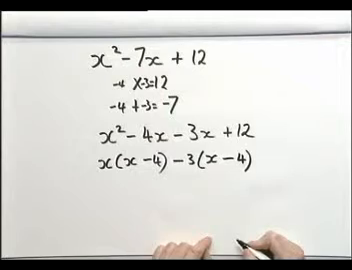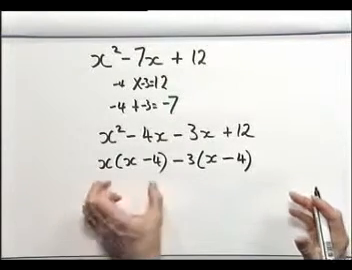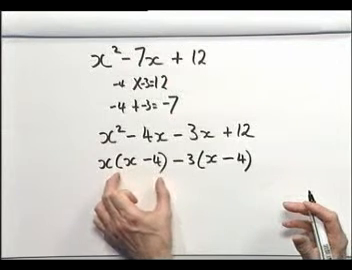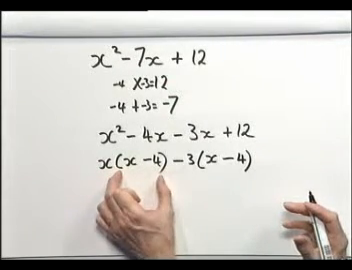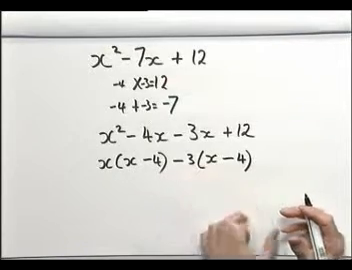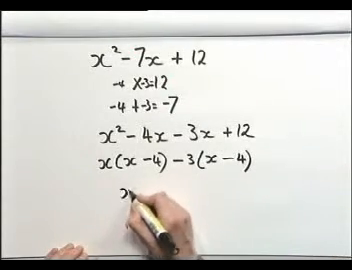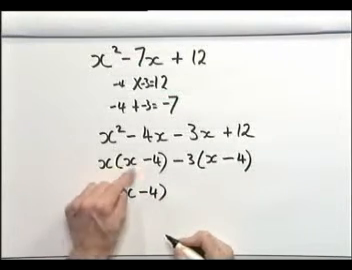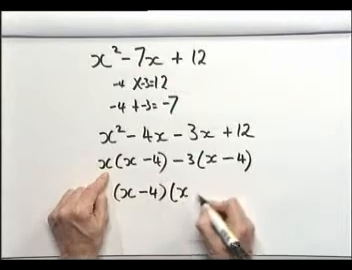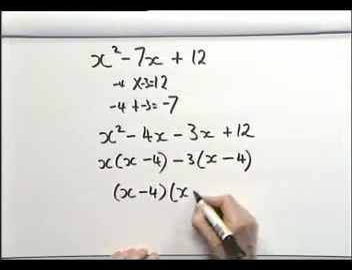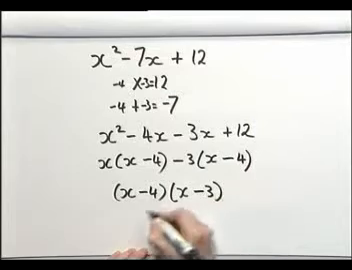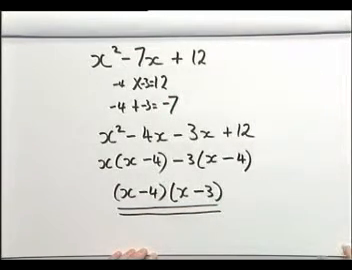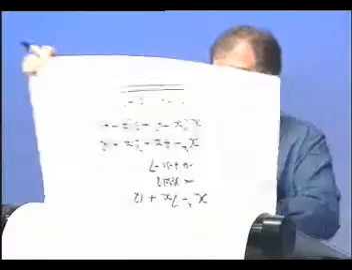And close the bracket. Now again, I've got two lumps of algebra, and in each one there is the same factor, this common factor of x minus 4. So I'll take that as my common factor, x minus 4. Then I've got x minus 4 times x, and x minus 4 times minus 3. And that's my factorisation of that. Let's take another one.